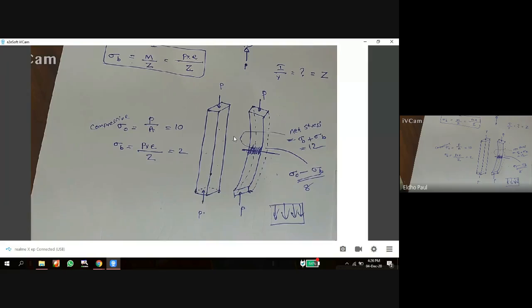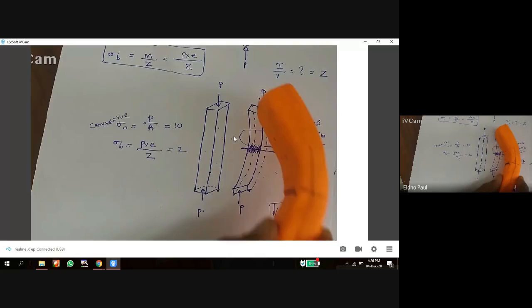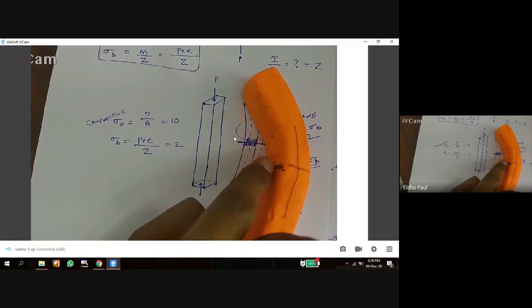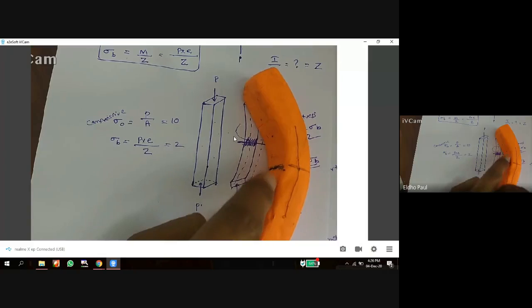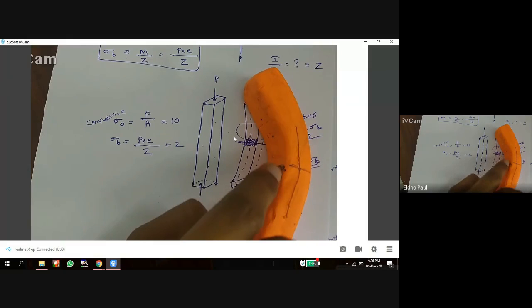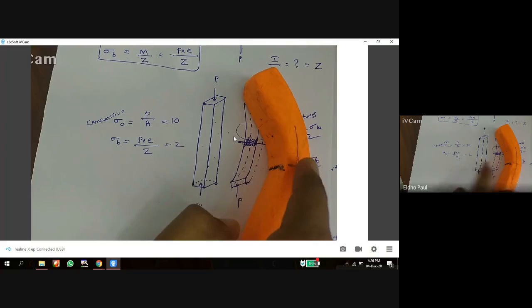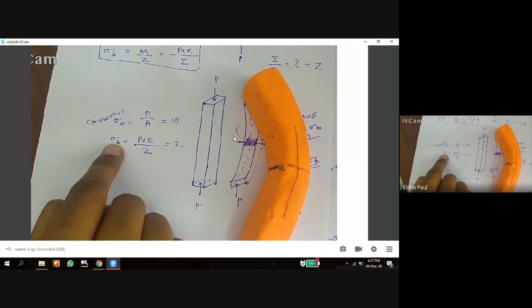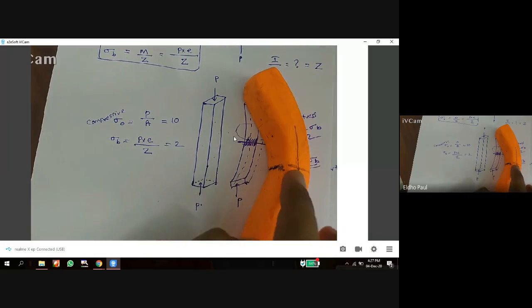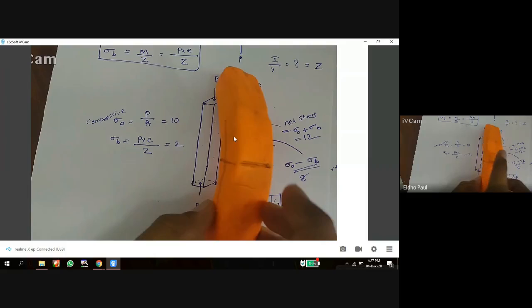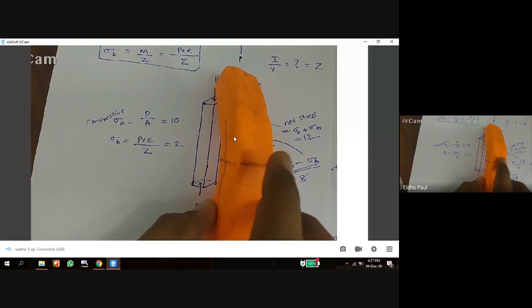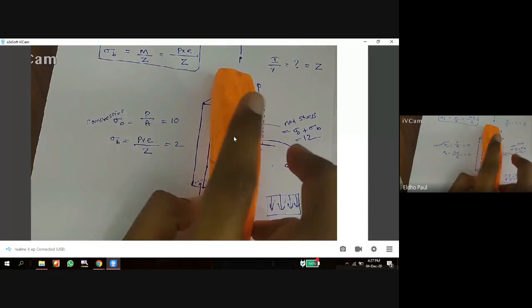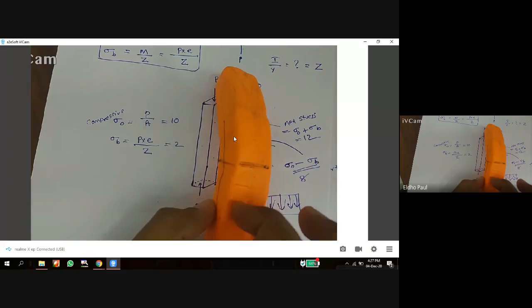Okay, so similar situations here. Here in the inner area we have compression because we can see the length of the fiber is decreased here, so it is subjected to compression. In the neutral axis there is no sigma b value. Bending stress is 0 in the neutral axis, but in the outer surface it is subjected to tension because we can see the length is increased here in the outer surface.